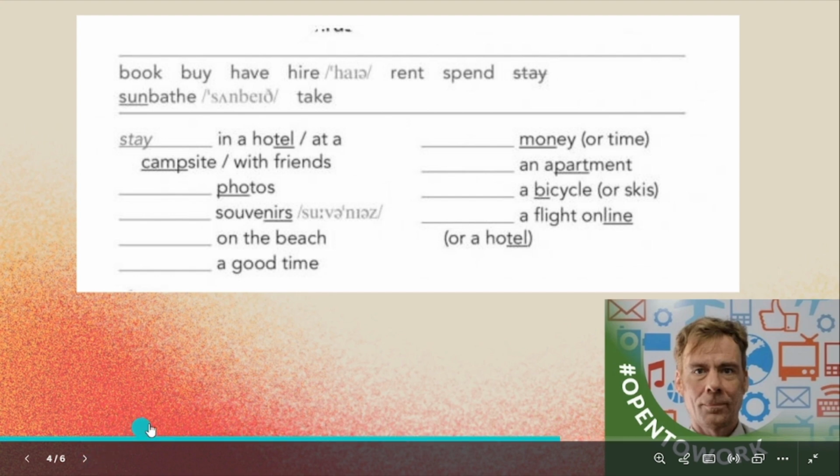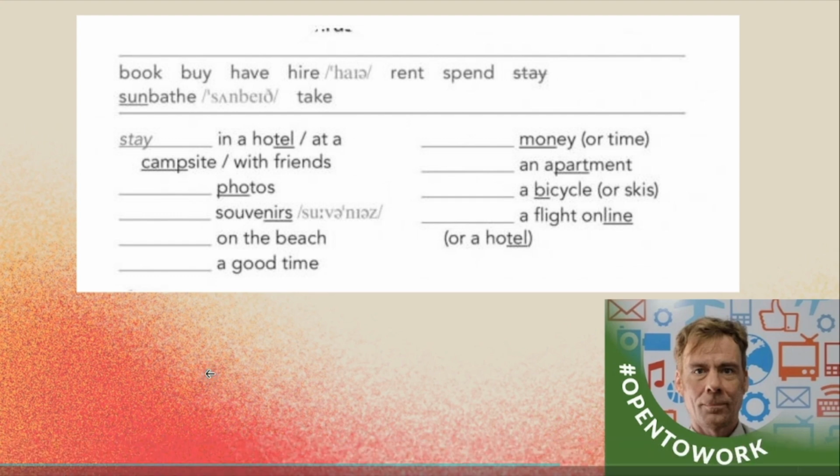Now let's take a look at some collocations. Collocations are words that just naturally go together, often verb and noun phrases. So let's take a look at some common verbs associated with vacations and put them with their objects. The first example has been done for you: in a hotel, at a campsite, or with friends. Your verb here is stay.